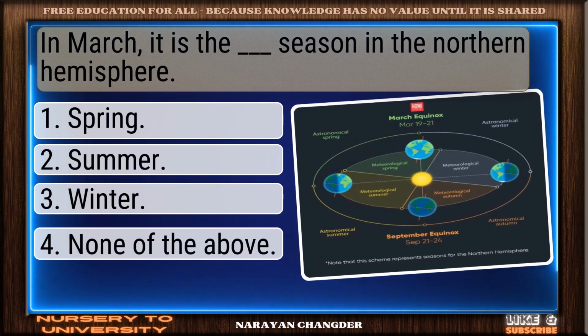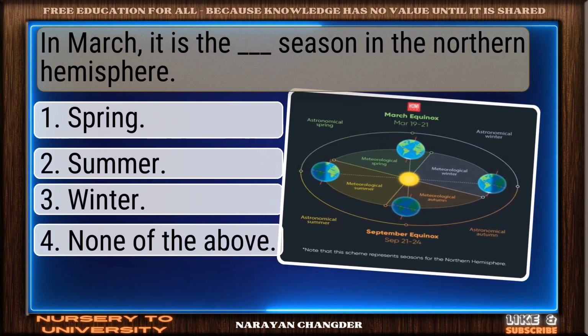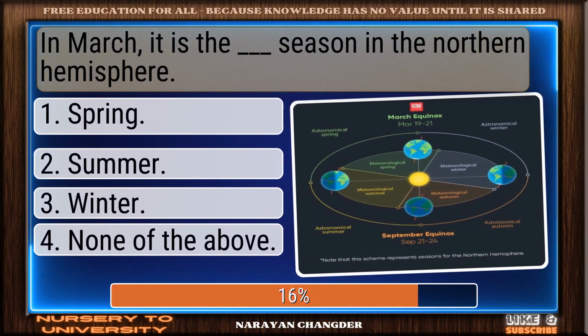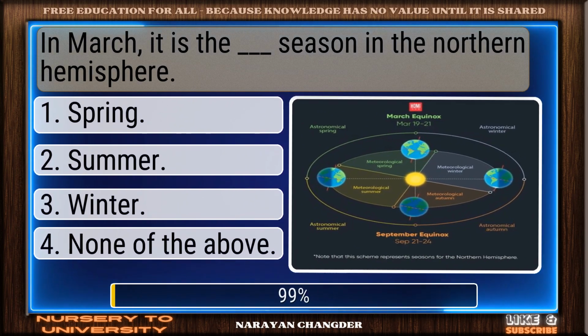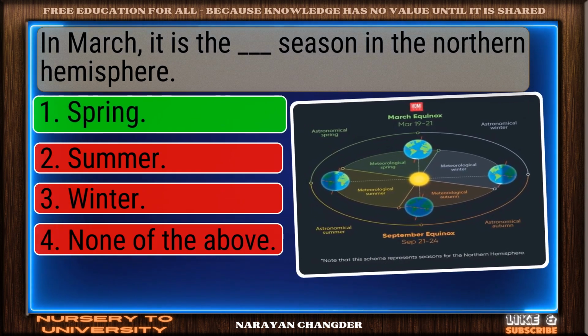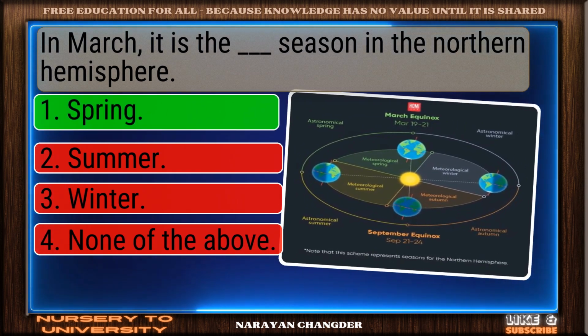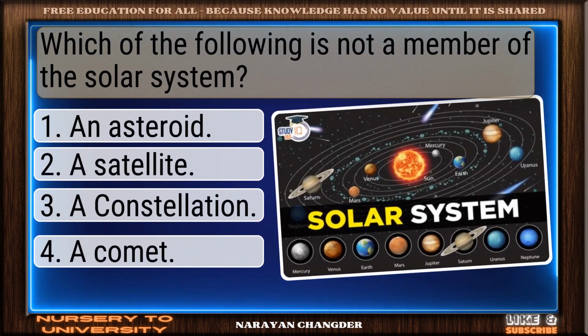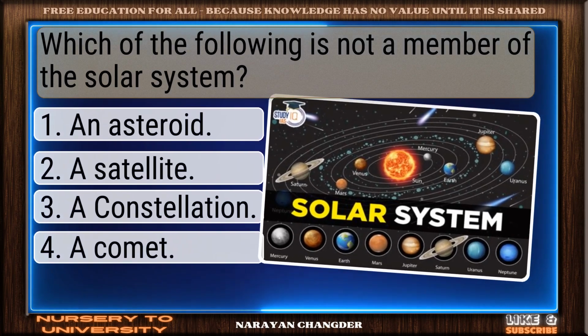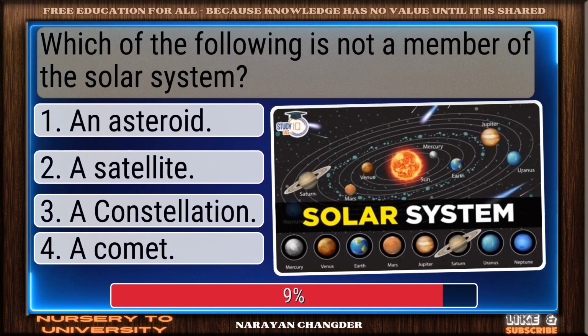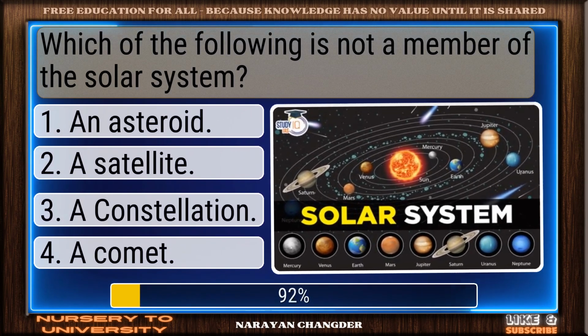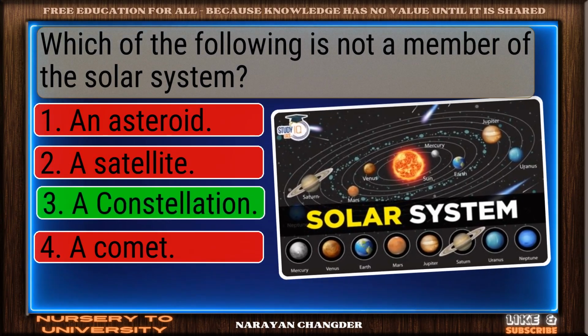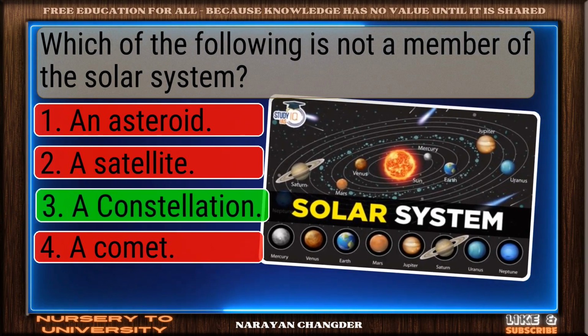In March, it is the dash season in the northern hemisphere. Sharp thinking. Spring is the right choice. Which of the following is not a member of the solar system? Bravo! A constellation is the answer.